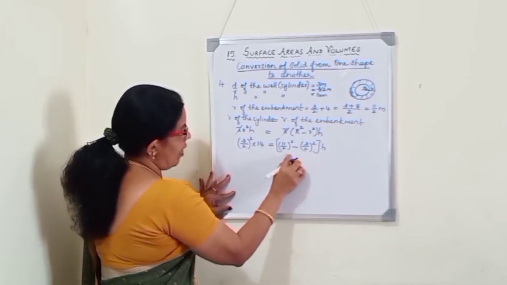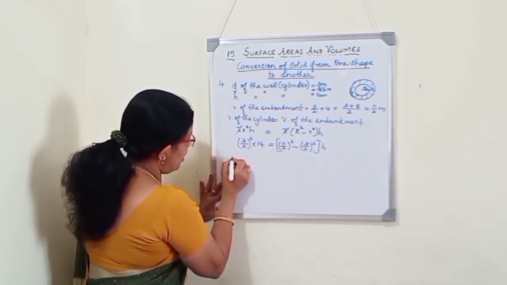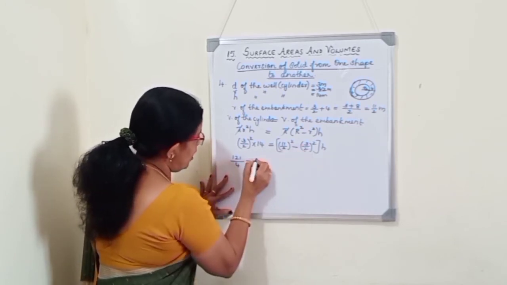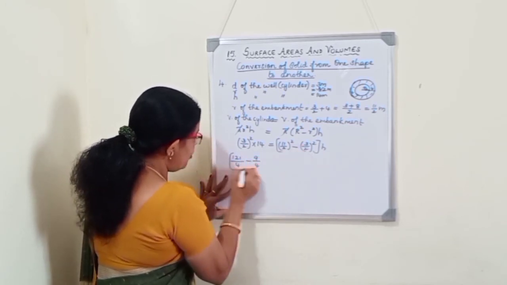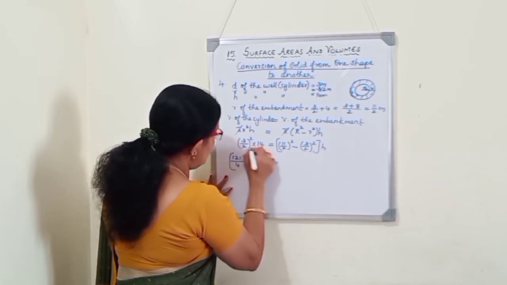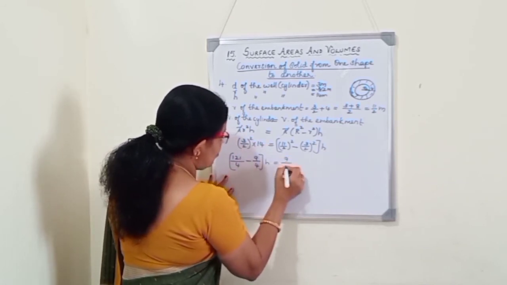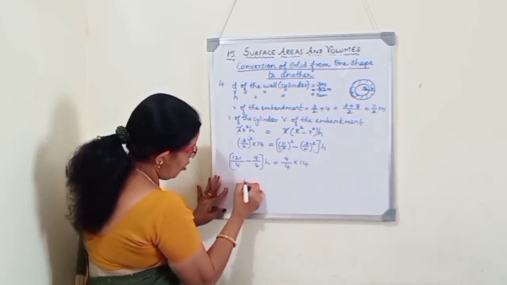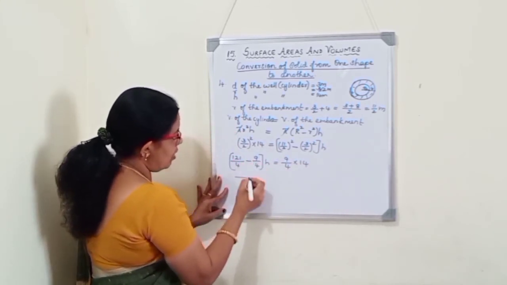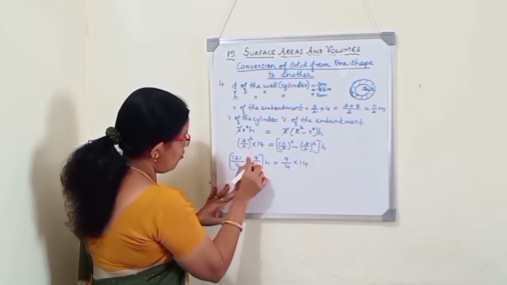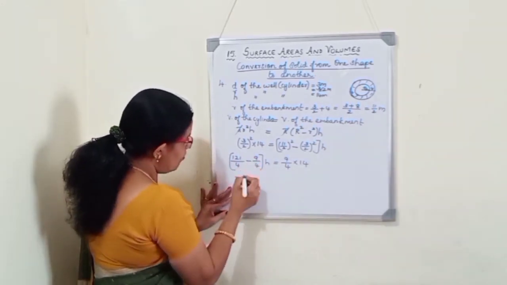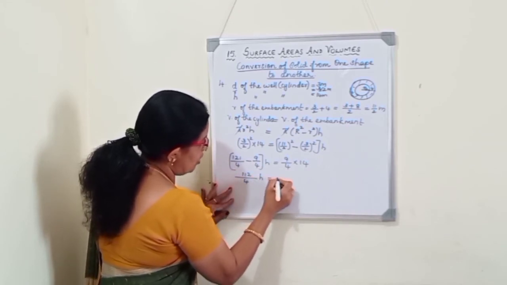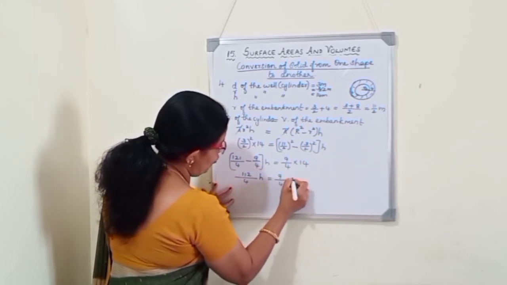Now I'll write these values on the left side. 11 square is 121 by 2 square is 4, minus 3 square is 9 by 4, into h will be equal to, here 3 square is 9, 2 square is 4, into 14 I'll write. Now as the denominator is the same, we'll write together 121 minus 9. 121 minus 9 is 112. So 112h is equal to 9 by 4 into 14.